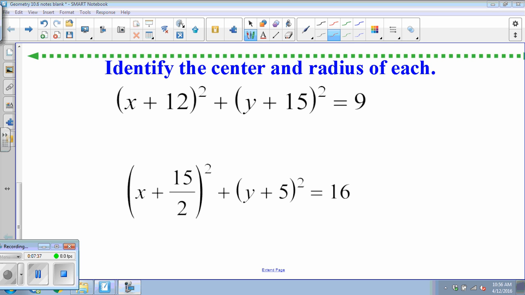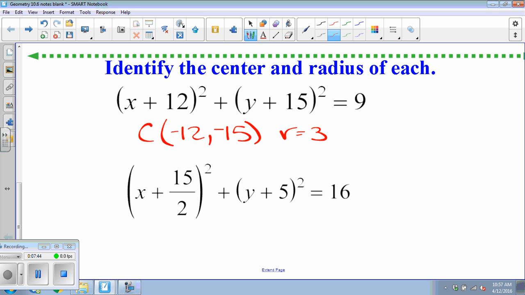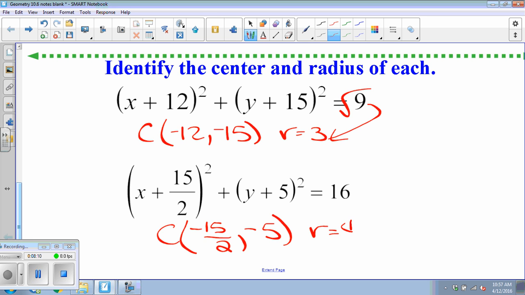Okay, for the first one, what's the center? Negative 12, negative 15, and what's the radius? 3. Because when you see that equation written, that radius is already squared. So in order for you to know what the radius is, you have to take the square root. So the square root of 9 is 3. Okay? And so for the next one, and just leave it in fraction form. The center is what? Negative 15 over 2. And what's the y coordinate? Negative 5. And the radius is 4.